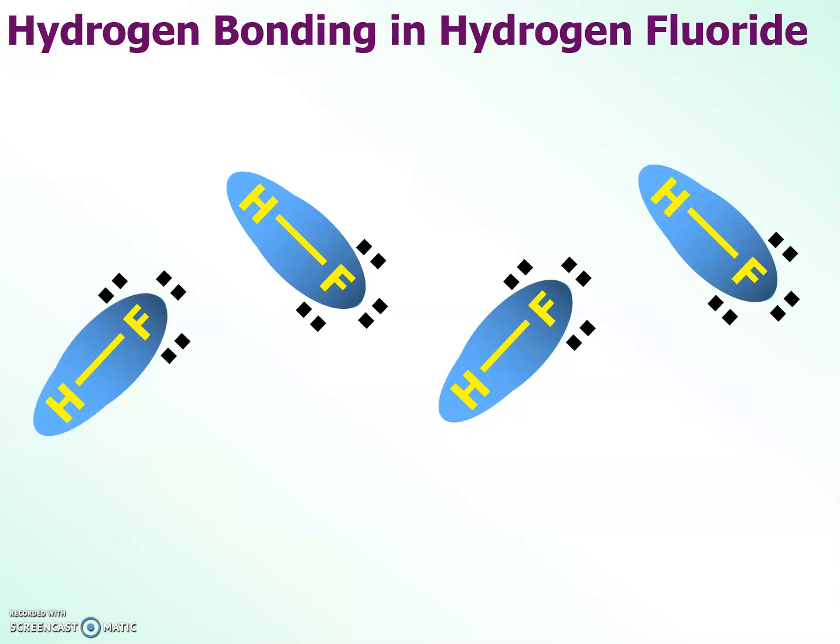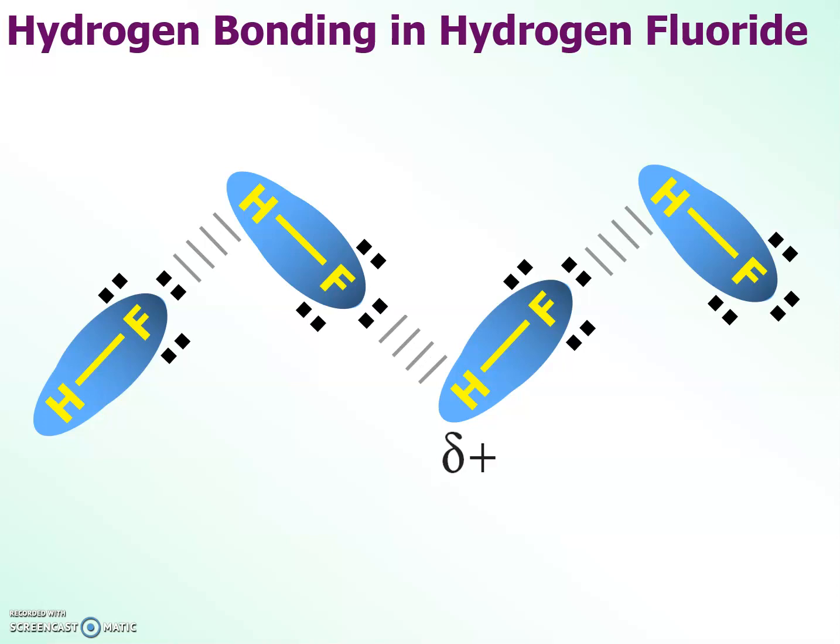Similarly, the fluorine atom of the second HF gets involved in the hydrogen bonding of the third hydrogen fluoride, and it keeps on connecting through intermolecular hydrogen bonding. Because of the higher electronegativity value of fluorine, the hydrogen has acquired a more electropositive character. Because of this more electropositive character, it gets involved strongly in hydrogen bonding.